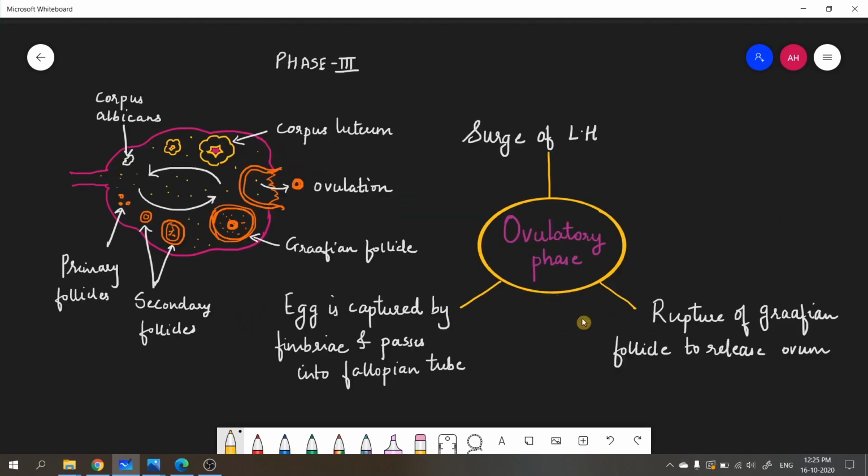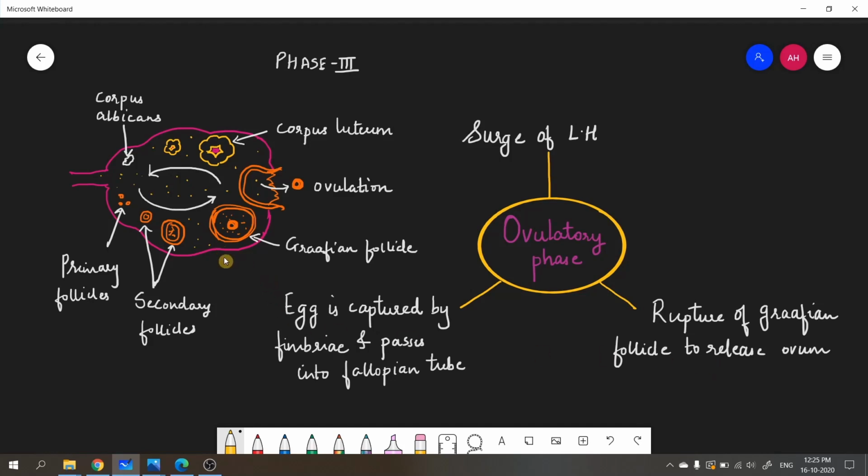So this is the third phase of the menstrual cycle, the ovulatory phase, which occurs on day 14 for a 28-day menstrual cycle. Now what happens in the ovulatory phase is there is a surge of LH. That means there is increased secretion of LH, that is luteinizing hormone, from the anterior pituitary. And because of increased secretion of LH, there is a rupture of the Graafian follicle.